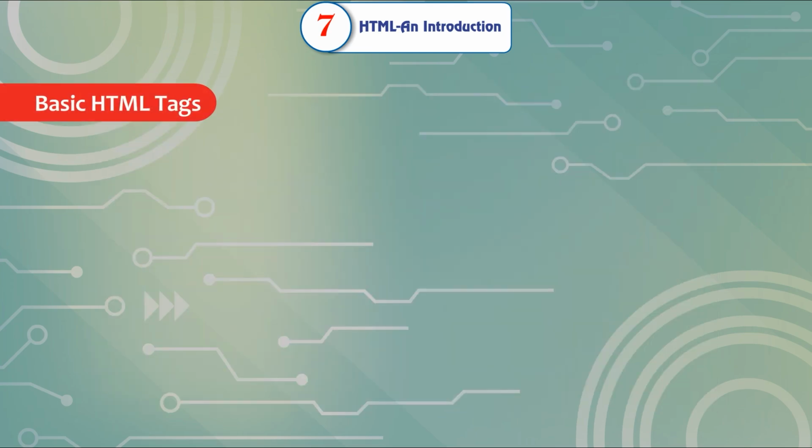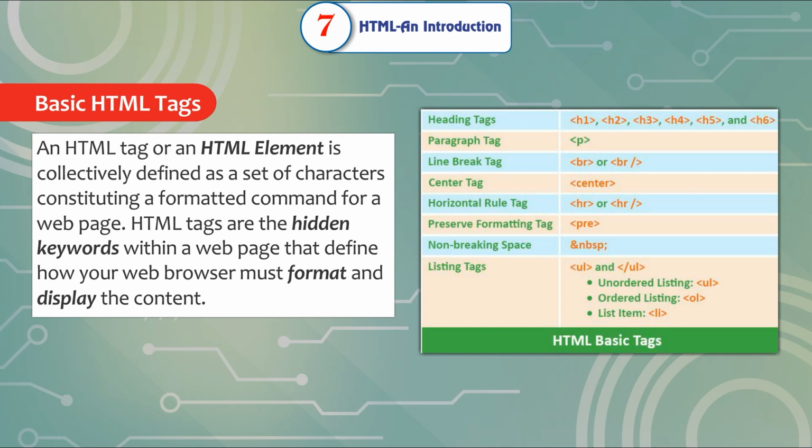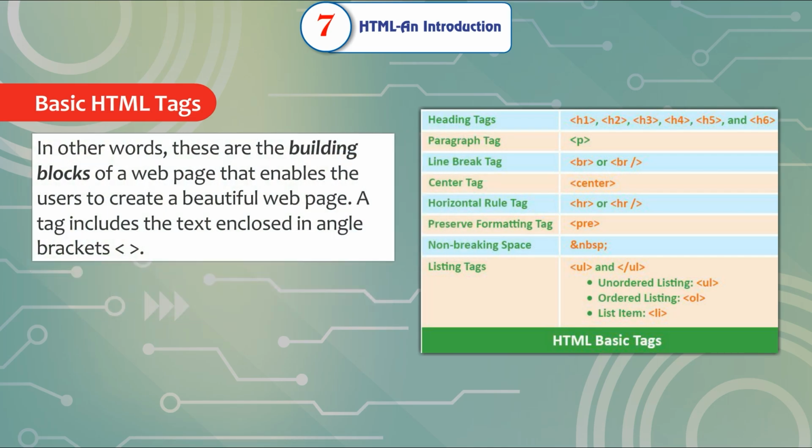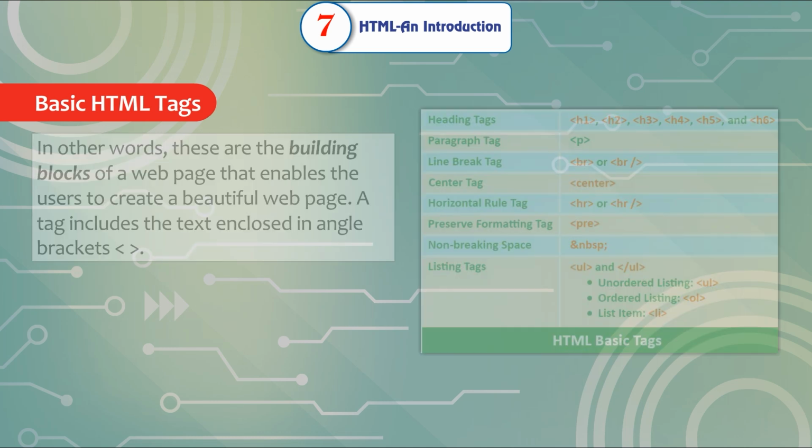Basic HTML tags. An HTML tag or an HTML element is collectively defined as a set of characters constituting a formatted command for a web page. HTML tags are the hidden keywords within a web page that define how your web browser must format and display the content. In other words, these are the building blocks of a web page that enable users to create a beautiful web page. A tag includes the text enclosed in angle brackets.